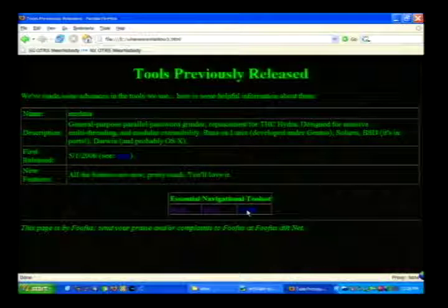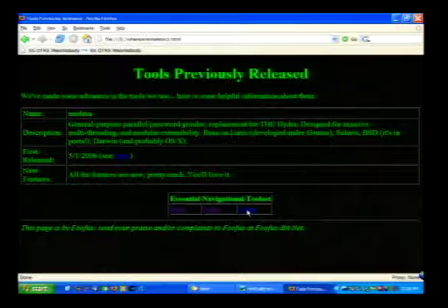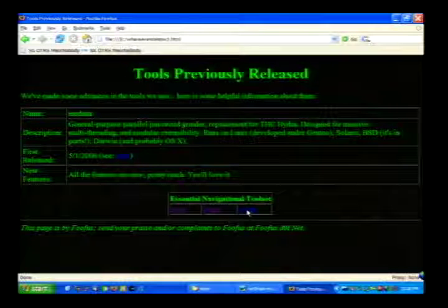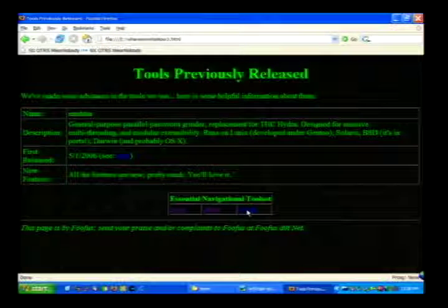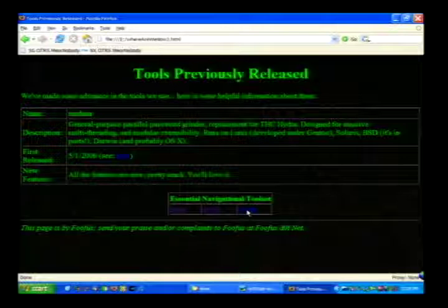Another one is Medusa, written by Jomo-kun, who is not in the room. He's off seeing the EFF, and I'm gravely insulted. It's just a good password grinder. It's a replacement for Hydra from THC, but it's designed specifically for giant multi-threading. It's very modular, and you should get it, and you'll love it.